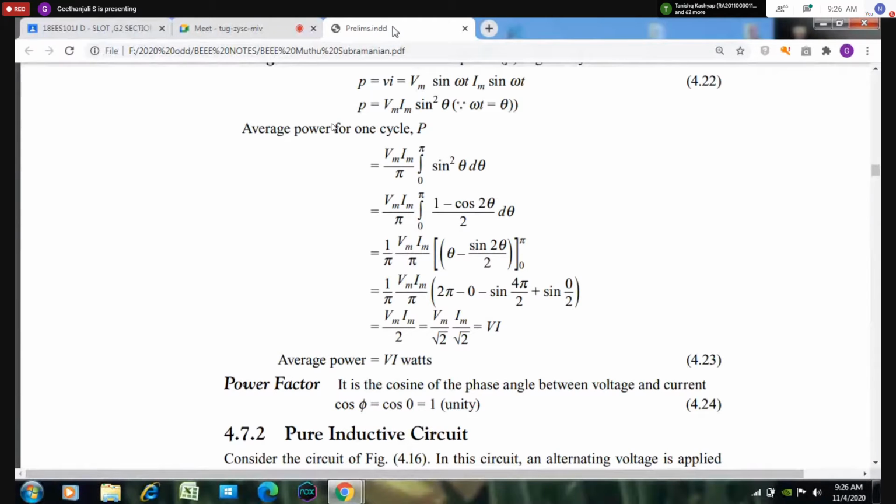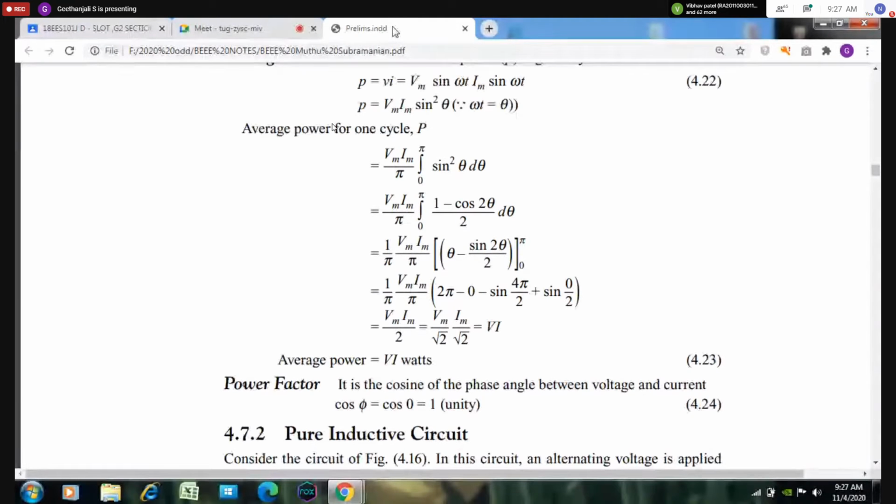If it is a symmetrical waveform, while you are calculating the average value, you are supposed to consider only the half wave. That is the reason they put pi instead of 2 pi. Already I told you, if it is a symmetrical waveform, positive half cycle is equal to negative half cycle. So while you are adding the positive value and negative value, it will be equal to 0. So the average value should not be equal to 0.